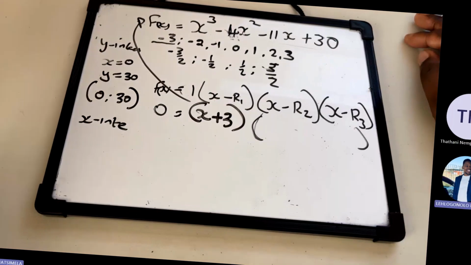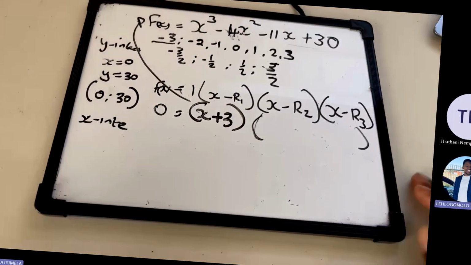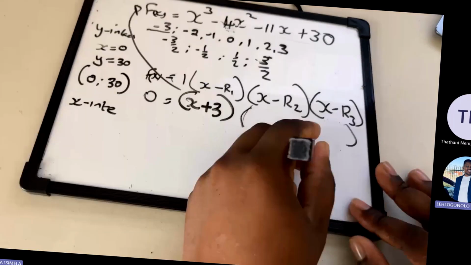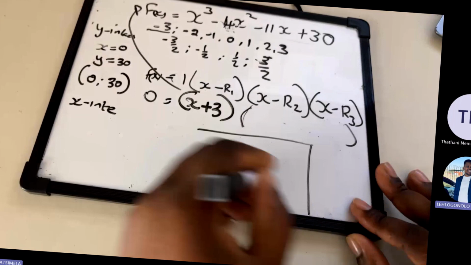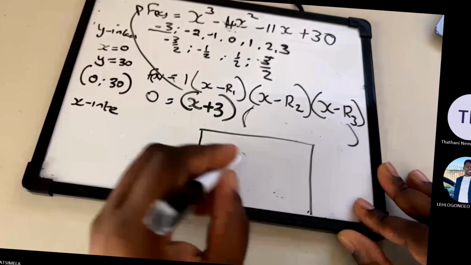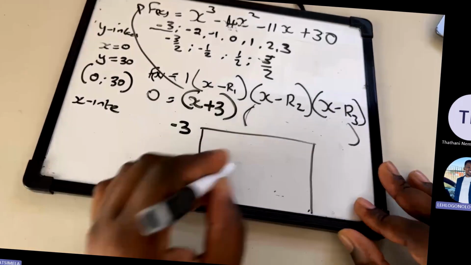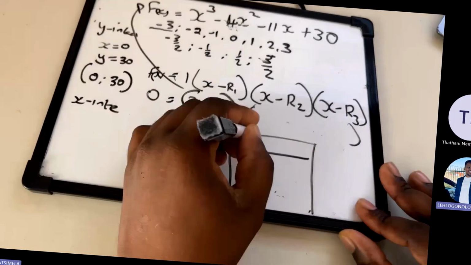So with this one, we can use the synthetic method or the long division method, but I would prefer that we use this one so that it's going to be easy and quick. We draw up a box, and up here we put our factor, which is minus 3. And then up here in the first box, we put the coefficient of every term.